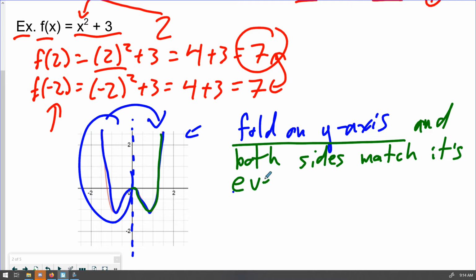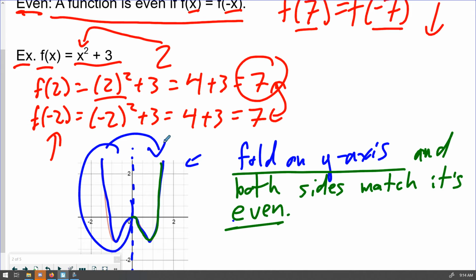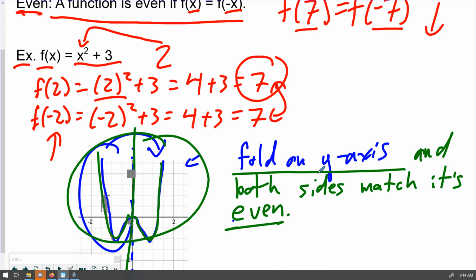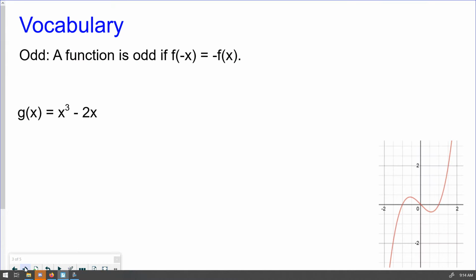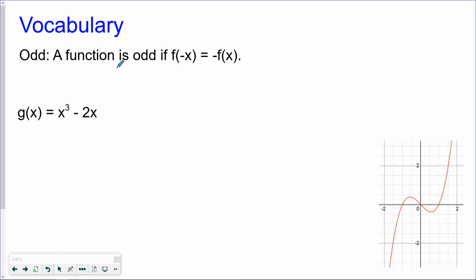Okay, so even functions have the same output if the input is positive or negative, and if we flip the graph on the y-axis, the left side should be mirrored from the right side. That's an even function. Okay. Let's go look at odd functions. So we have another pretty confusing definition here. It says a function is odd if f of negative x equals negative f of x.